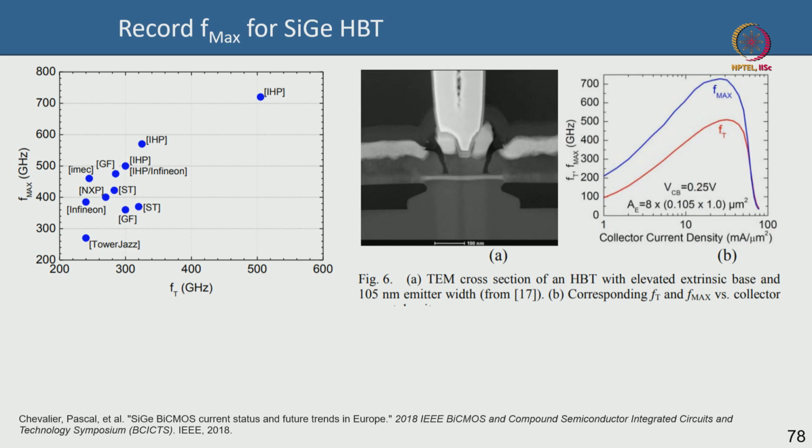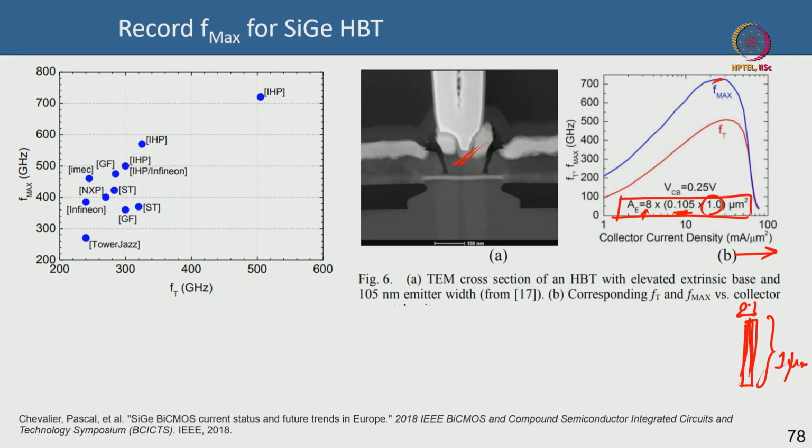If I look at the record-performing silicon germanium HBT, this is an SEM image of a state-of-the-art silicon germanium HBT. You can see as a function of collector current density, I believe the record Fmax is about 700 gigahertz for silicon germanium HBT. See, this is the area of the emitter, and you can see there are 8 fingers here. Whether they are connected in parallel I am not sure, but it seems 8 fingers. This is your 1 micron, and this is your 0.1 micron, 100 nanometer width.